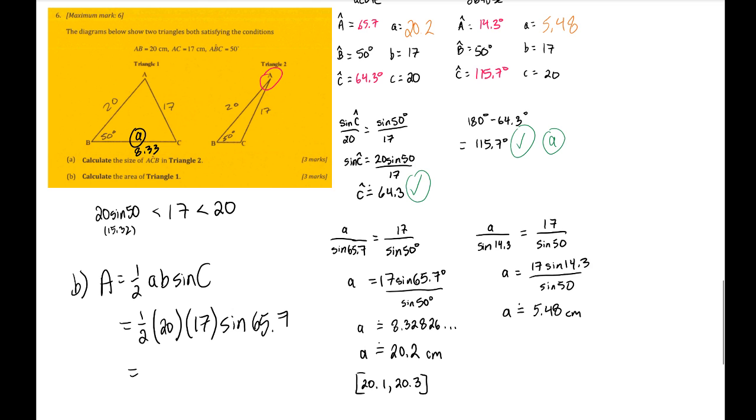So let's take a look at that. 0.5 times 20 times 17 times sine of 65.7. So I get that the area is 154.9 approximately centimeters squared. And that's all there was to that question.